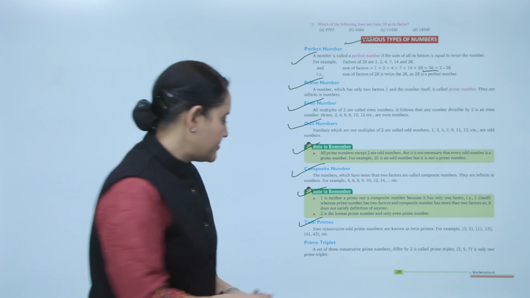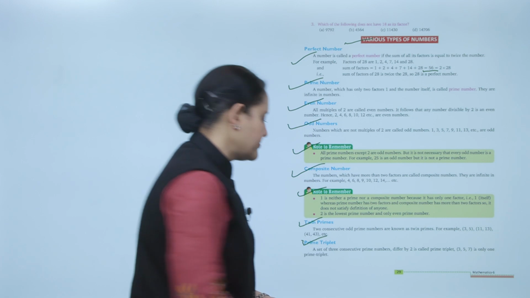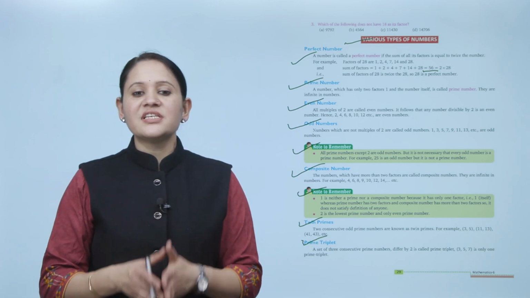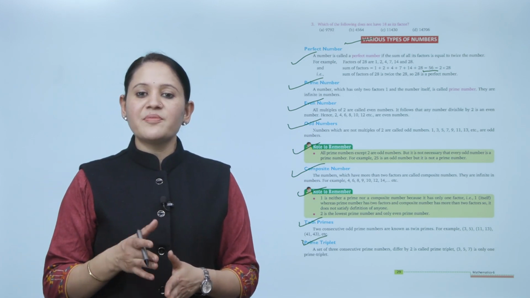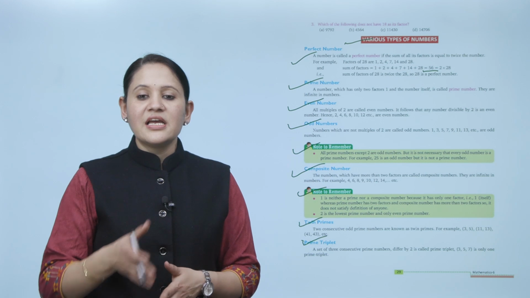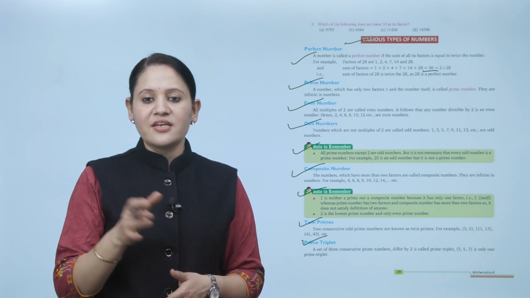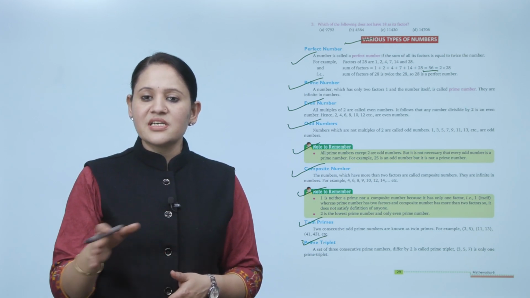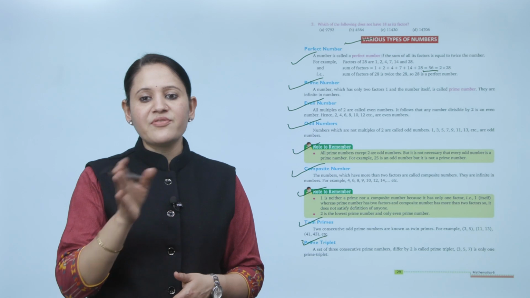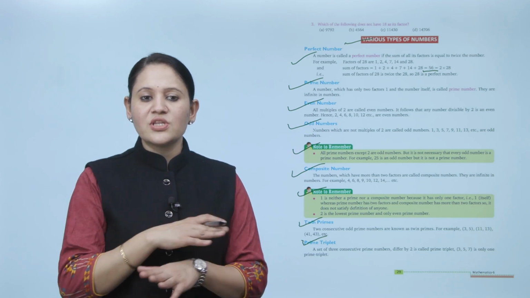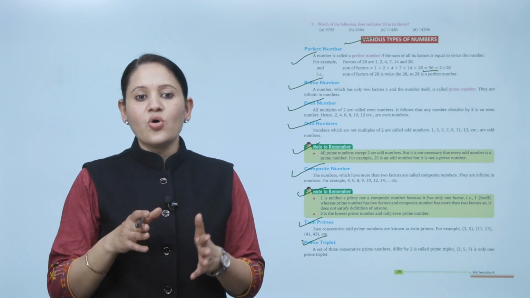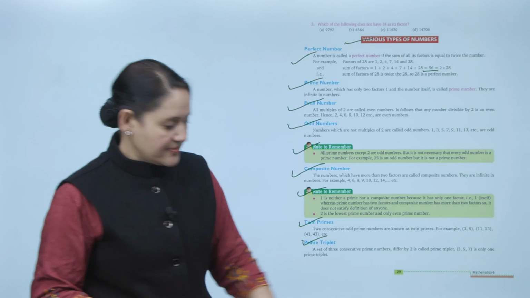Prime triplets. A set of 3 consecutive prime numbers differing by 2 is called prime triplets. Like 3, 5 and 7. The difference between these numbers is 2. 3 और 5 में 2 का difference है, 5 and 7, the difference is 2. So these are the prime triplets. Only one prime triplet.